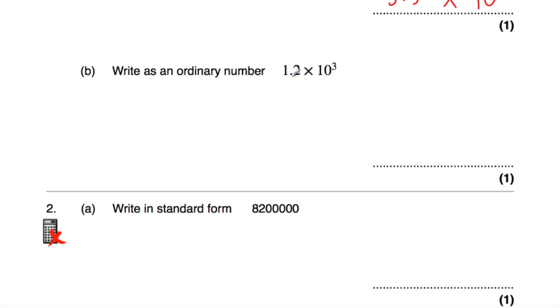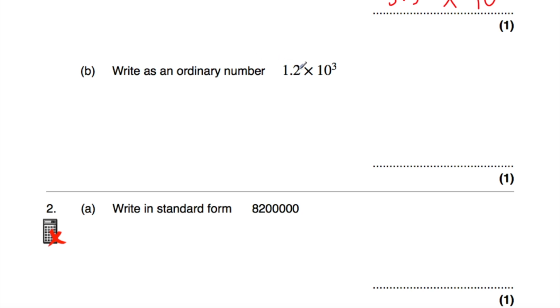Part B says to write as an ordinary number 1.2 multiplied by 10 cubed. So we need to write it out in full. Here we've got 1.2 multiplied by 10 to the power of 3. I look at the power, which is 3, and that means we're going to move these digits 3 columns to the left. So the 1, which is in the units or the ones column, will move 3 columns to the left, to move into the tens, the hundreds, and then the thousands. So that means the 1 will move into the thousands column.